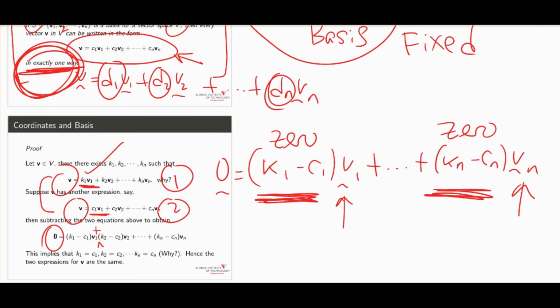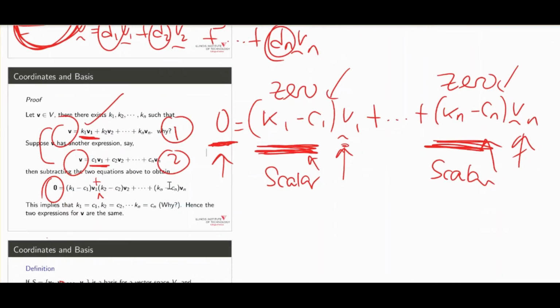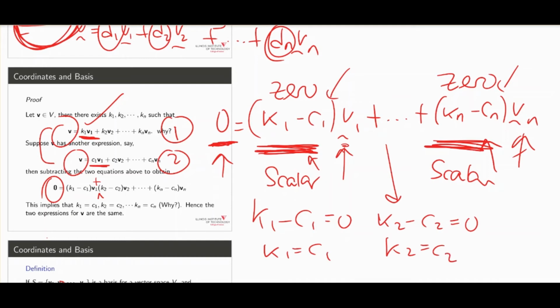What does linear independence mean? It means that if you set this equation to 0, and these are all scalars, then if the vectors are independent, all these scalars have to be 0 in order to get 0. In fact, that is the only way you can get 0. So your k1 minus c1 has to be 0, which means k1 is c1. k2 minus c2 has to be 0, so k2 has to be c2, and so on and so forth.